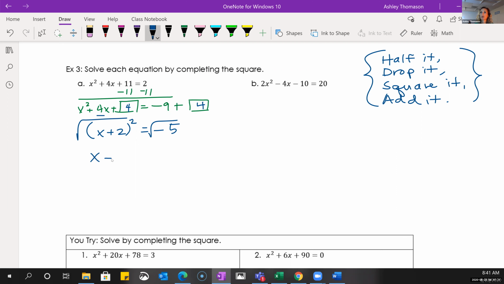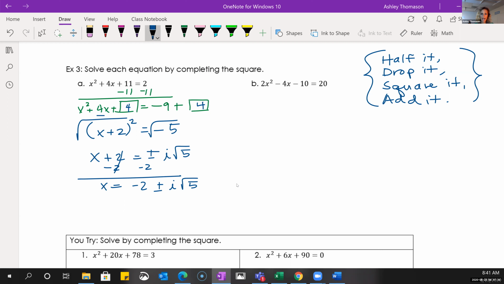And then I get x plus 2 equals plus or minus i radical 5, bringing out an i because of the negative. Hopefully you haven't forgotten about that. It's been a while. And then I'm going to subtract 2 over to here, and I get x equals -2 plus or minus i radical 5.